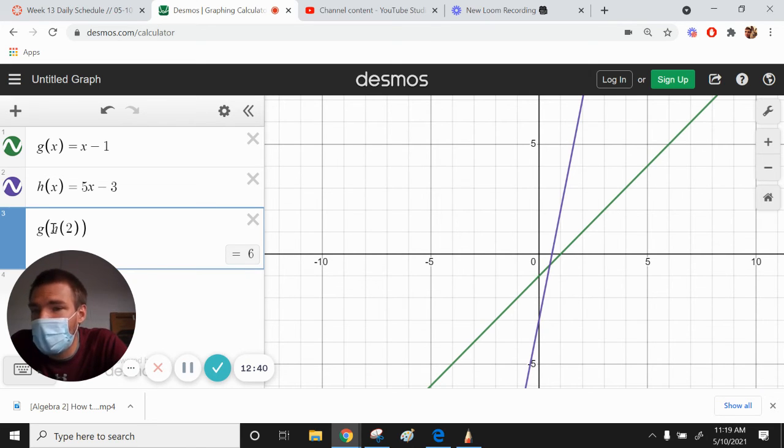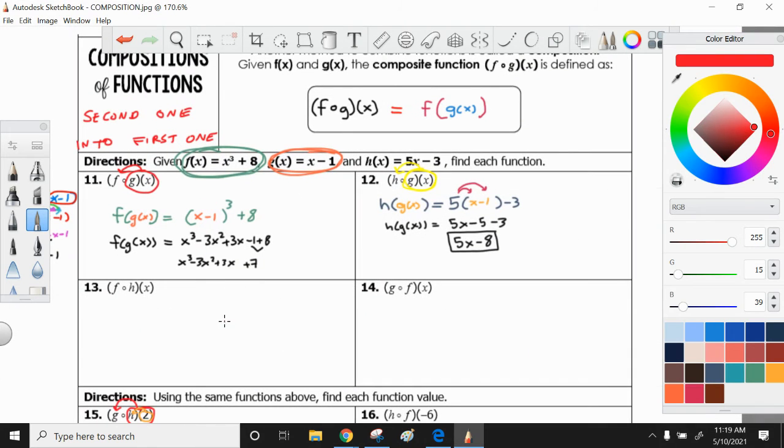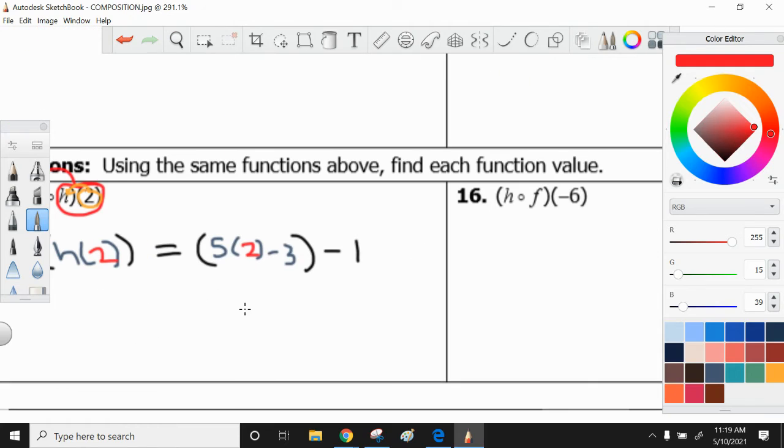Now, you need to type it in this way, where we have the G's and then the H's and the 2's, where the 2 is inside the H and the H is inside the G. The answer we got was 6. Let's double check that. 5 times 2 is 10. Minus 3 is 7. Minus 1 is 6.